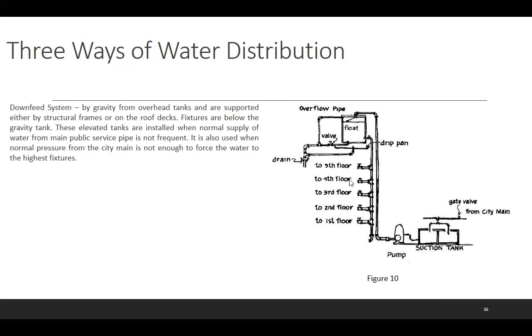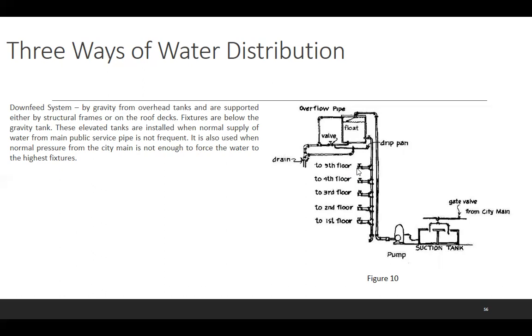So take note, ito yung last floor mo, pero dapat may distance yan para makuha mo yung pressure sa fifth floor. Kung equal ang distance ito per floor, pati roof deck mo, kailangan mo pa rin ng booster pump. Okay? Para tumama yung pressure niya dito.